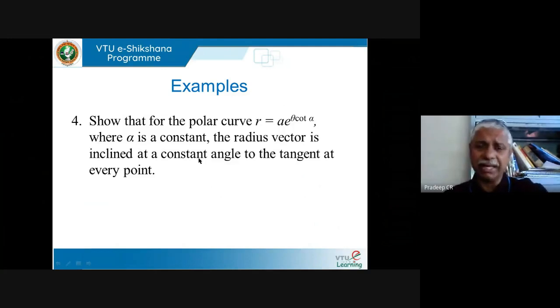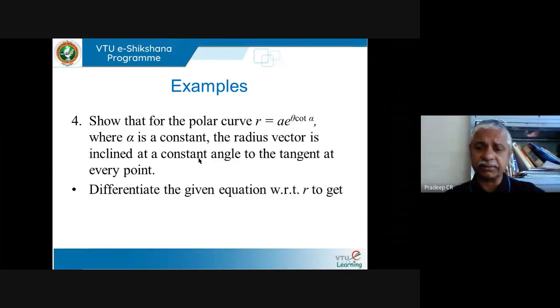For examination, you can do this blindly; the GeoGebra illustration will come later. Differentiate the given equation with respect to r. You should know how to differentiate something with a power. Cot alpha is constant, so it's like e power a x, e power constant times x, and the derivative will be the constant times e power a x. That constant is cot alpha here. So 1 is equal to a times cot alpha e power theta cot alpha, and since you are differentiating with respect to r, I'll get d theta by dr. I hope it's clear how I got this equation.